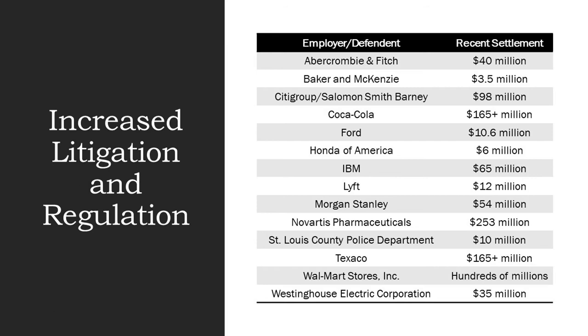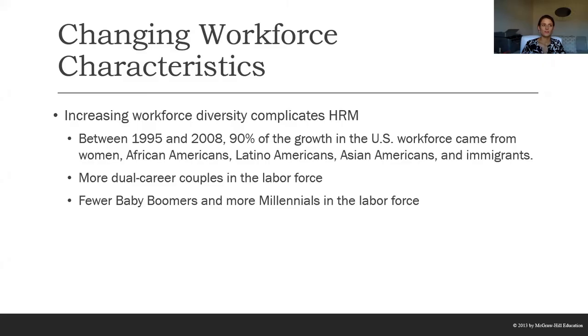I have a few examples here of just how much it can cost when an organization violates a federal employment law. So you can see here over the years, Coca-Cola has paid over $165 million in employment discrimination lawsuits. Walmart is at the top of the list with hundreds of millions of dollars. The final trend that I want to talk about is the changes in the workforce, in the characteristics of the people who go to work.